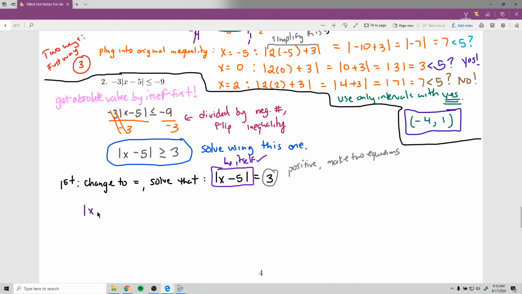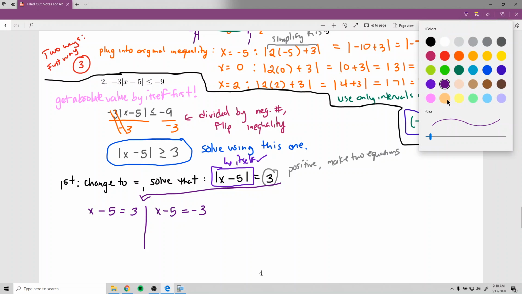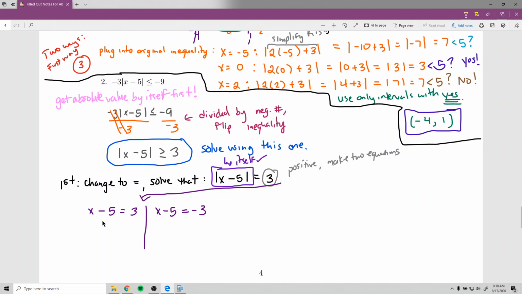We take the inside, x minus 5, and set it equal to the number, and then the x minus 5, and we set it equal to the negative of the number. And solve each one. Each one you just have to add 5. There's no number on the x, which is good. So we get x equals 8. And if we add 5 to negative 3 on the right, we get x equals 2.